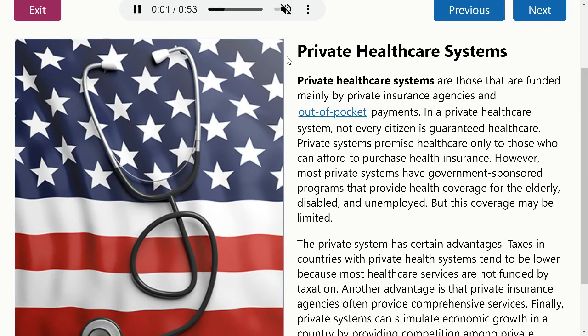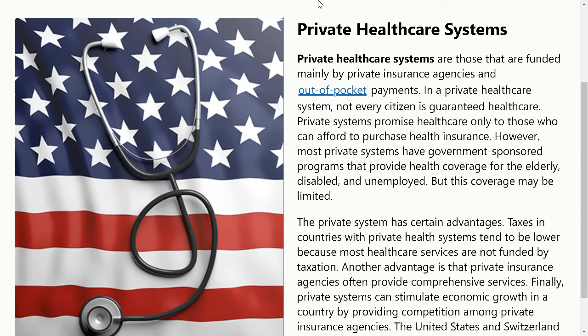Alright, so then we got private healthcare systems. Private healthcare systems are those that are funded mainly by private insurance agencies and out-of-pocket payments. In a private healthcare system, not every citizen is guaranteed healthcare. Private systems promise healthcare only to those who can afford to purchase the health insurance. However, most private systems have government-sponsored programs that provide health coverage for the elderly, disabled, and unemployed, but this coverage may be limited. The private system has certain advantages.